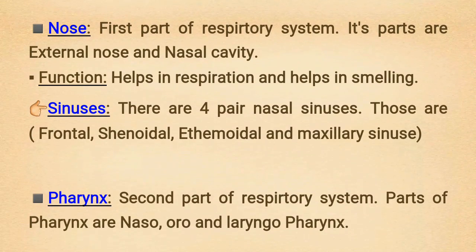Nose, first part of respiratory system. Its parts are external nose and nasal cavity. Function: helps in respiration and helps in smelling. Sinus: there are 4 pairs of nasal sinus. Those are frontal, sphenoidal, ethmoidal and maxillary sinus.